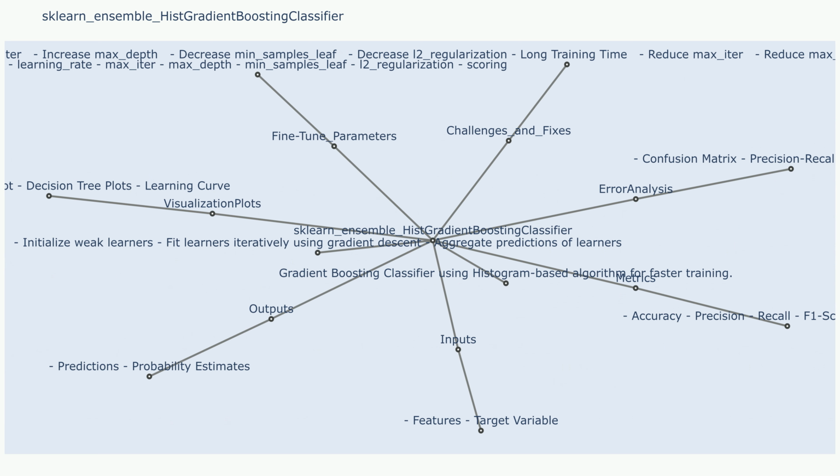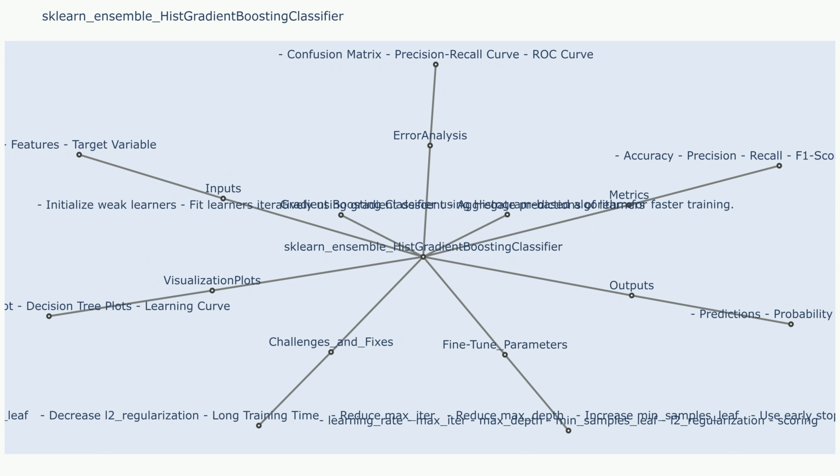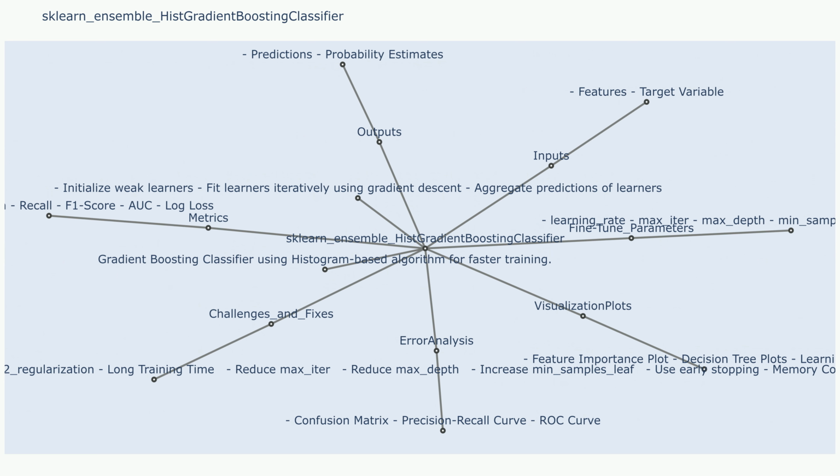Metrics. Accuracy measures the proportion of correctly classified data points. Precision measures the proportion of true positive predictions out of all positive predictions. Recall measures the proportion of true positive predictions out of all actual positive data points. F1 score, a harmonic mean of precision and recall. AUC, area under the ROC curve, represents the model's ability to distinguish between positive and negative classes.